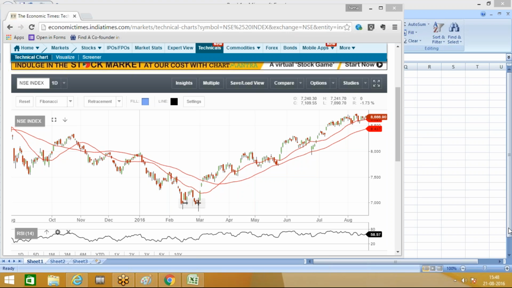Okay, so we have another 10 minutes. So anything that you want to further discuss, clarify? Okay, another question. Can we plot Fibonacci from any point, or do we need to take market bottom or top?